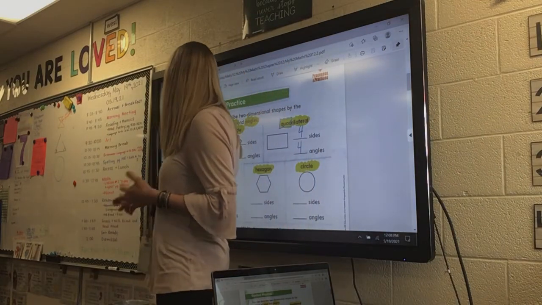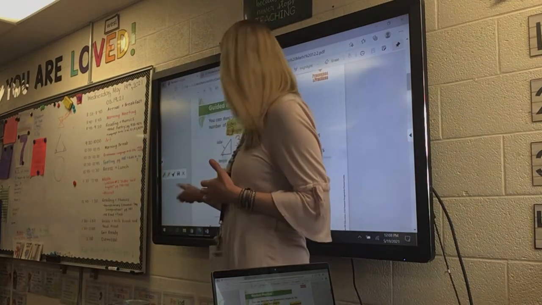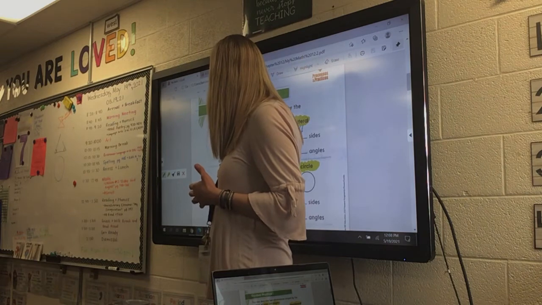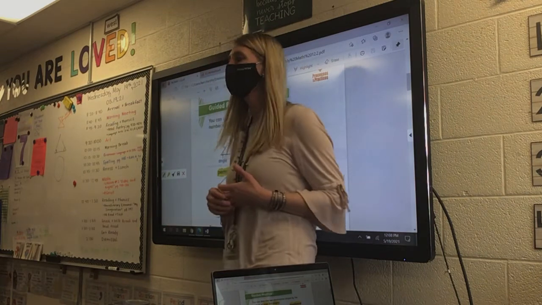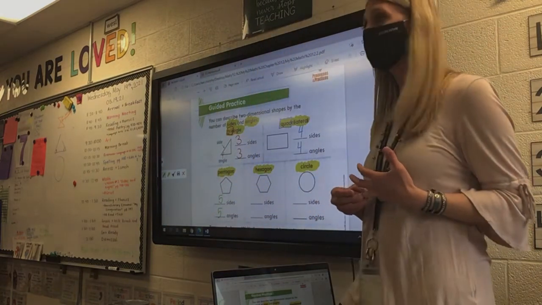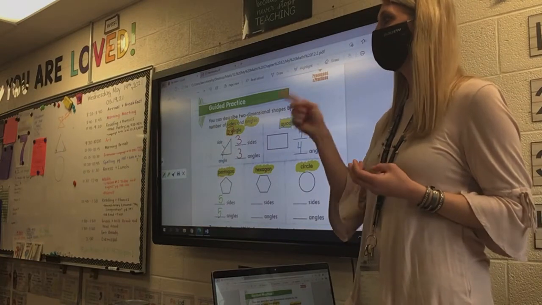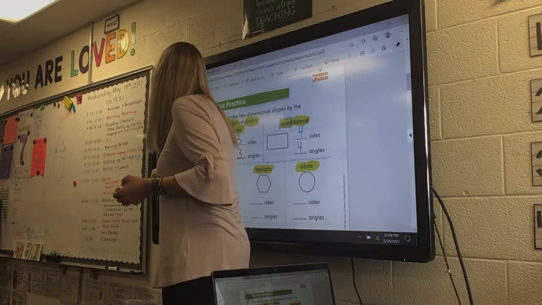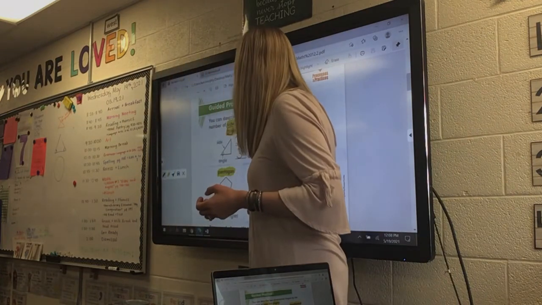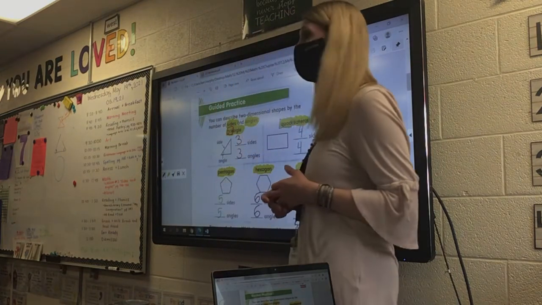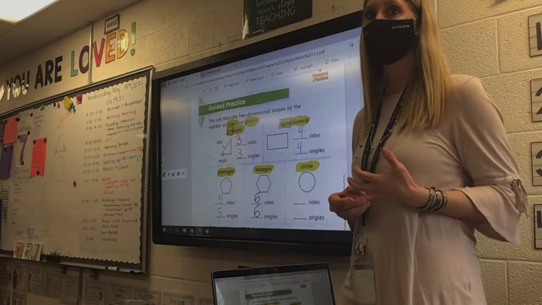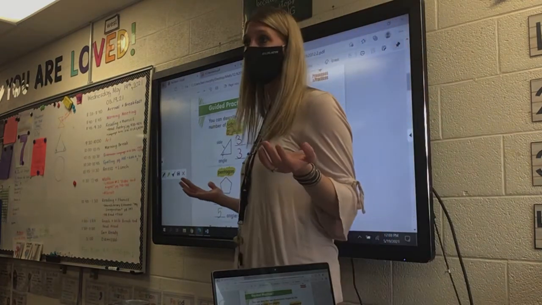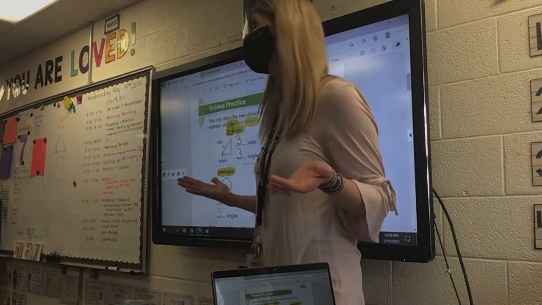Pentagon, we just drew that on the front cover. Lea, how many sides and angles does a pentagon have? 5. Perfect. And on the hexagon, how many sides and how many angles, Lily? 6. Good job. And on this circle, Kinsley? 0. Yes, we're going to say it has 0 sides because the sides have to be straight.